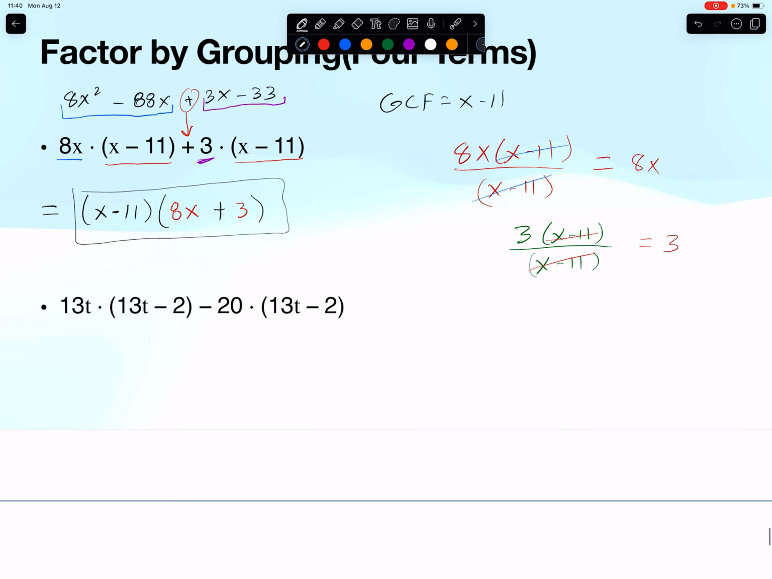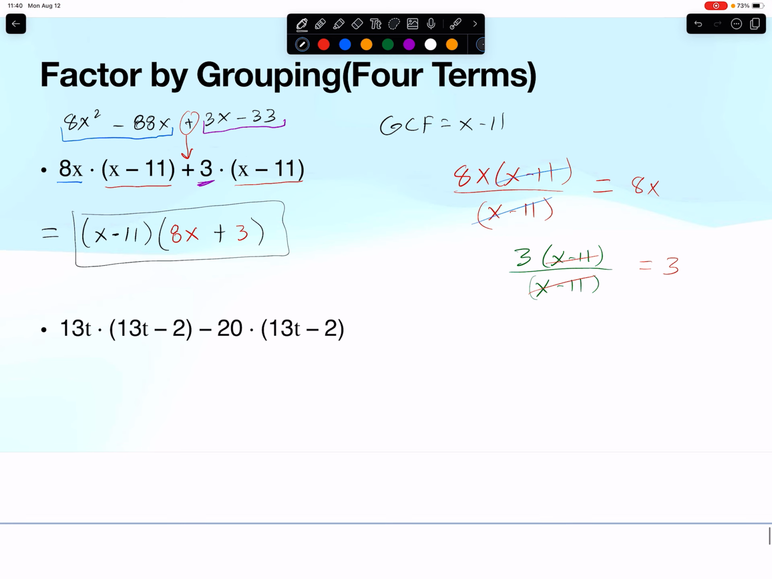Now, if we look at the last one here, it's again not quite all the way factor by grouping. We're going to go ahead and find our GCF. Our GCF is 13t minus 2. If we factor the 13t minus 2 out, we're removing that. So essentially what's left is 13t and minus 20.